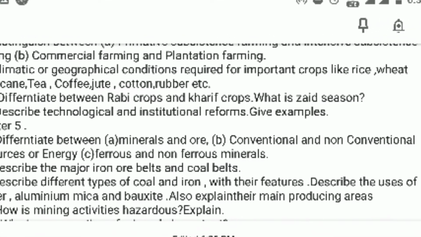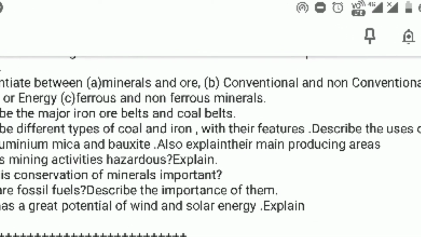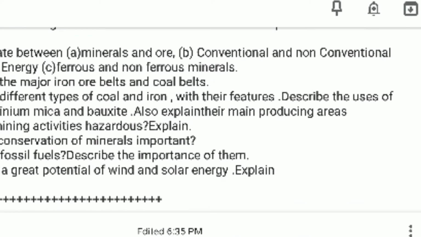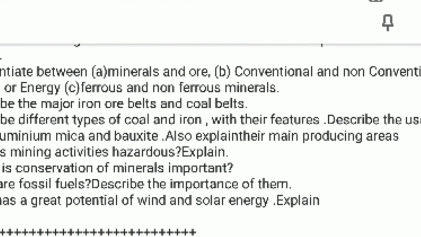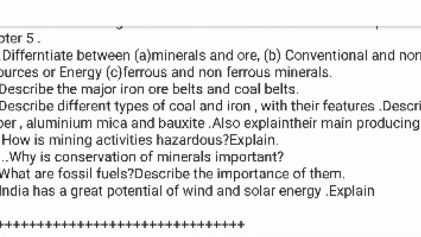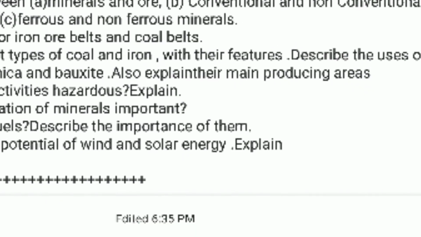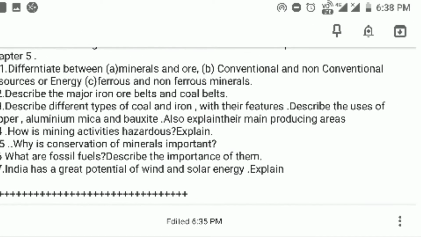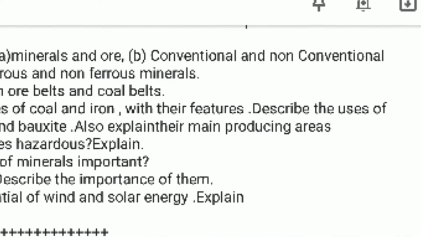What are minerals, what are ores, their features? What are conventional sources of energy or resources? What are non-conventional sources of energy or resources? Difference between ferrous and non-ferrous minerals. Major iron ore belts must be completed. Coal belts must be completed. Major iron ore mines: when you study belts, automatically you will study famous iron ore mines and coal fields. Then different types of coal with carbon content, different types of iron with their iron content.